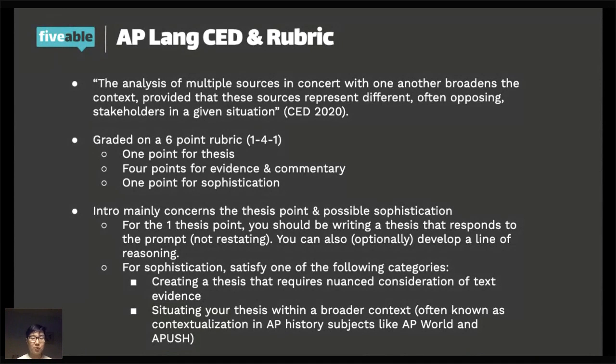For that thesis point, all you have to do is write a thesis that responds to the prompt, and you can also develop a line of reasoning. And in terms of sophistication, in terms of your thesis, it means that you are creating a thesis that requires nuanced consideration of text evidence, which is a little bit vague, and we haven't really seen essays that have gotten the sophistication point from this subheading, because this is the first year that we're using the 6-point system, the first year that sophistication has ever existed. Like situating your thesis within a broader context, we also really haven't seen points incorporated for that. But those are 2 ways that you can get sophistication in your synthesis essay.